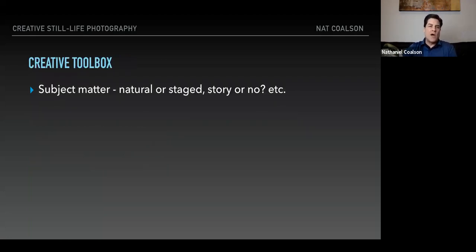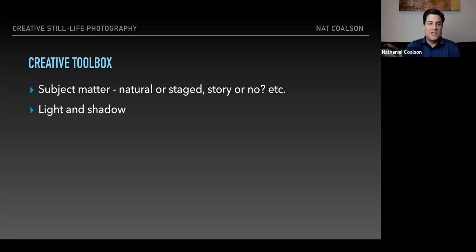So looking through our toolbox, some of the things that we have at our disposal here, obviously the subject matter is going to be the first thing that you're considering. Is it a natural thing that you found, or have you staged it? Are you taking an object and setting it in a background? Are you setting up little arrangements of things, or are you hunting around for pictures? You want to do both, but you want to be clear about which mindset you're in, and what you're trying to do with the subject.